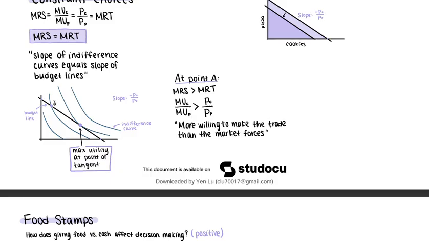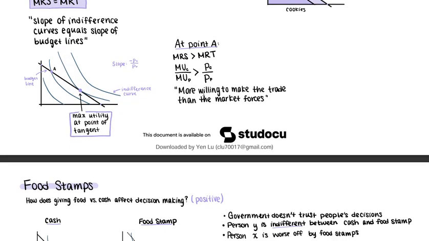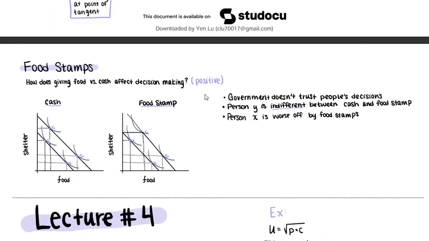Yeah. So what about point A? At point A, your willingness to trade one good for another is very high. The slope is steeper. So MRS is greater than MRT. So you have more willingness to make a trade than the market forces.